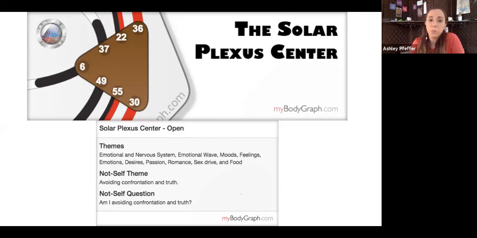If you have a completely open solar plexus center, that means no gates are defined and you're open. There tends to be a lot of anxiety in these people because they're hypersensitive, and it's almost like that energy goes through you and you don't have any filters. So you are feeling it in its intensity, in its integrity.